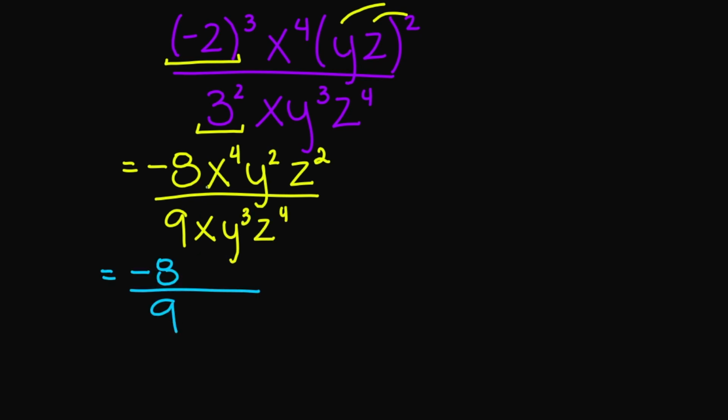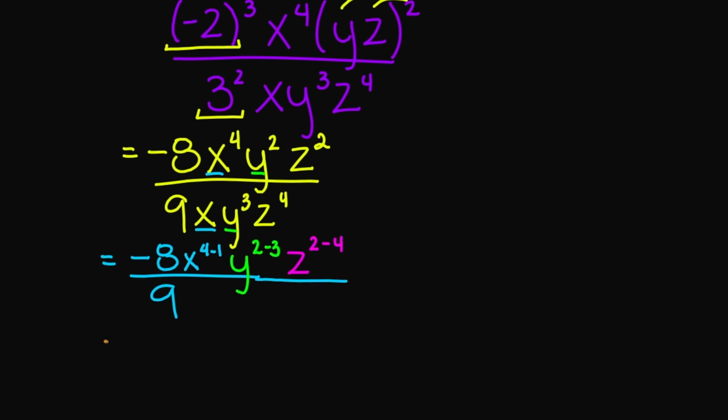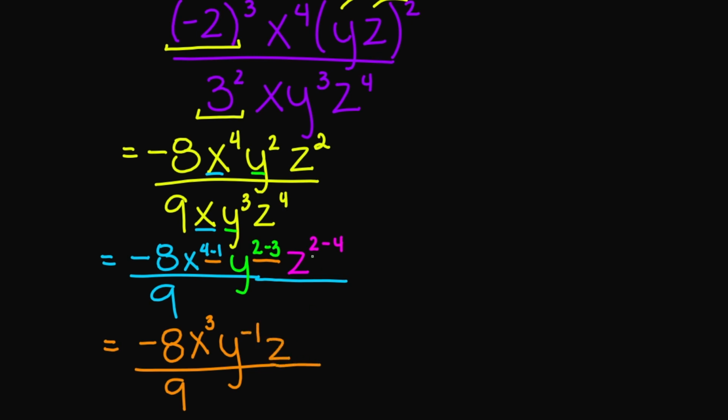And I'm dividing with the same base, so I'm going to subtract my exponents. So I have x over here. This is going to become x to the 4 minus 1. And then for the y, we're going to get y to the 2 minus 3. And then for z, you're going to get z to the 2 minus 4. So now we're going to simplify. So negative 8 over 9, x to the 3rd power, because we did 4 minus 1. You're going to get y to the 2 minus 3, which is going to give you y to the negative 1st power. And then you have z to the 2 minus 4, which is going to be z to the negative 2nd power.